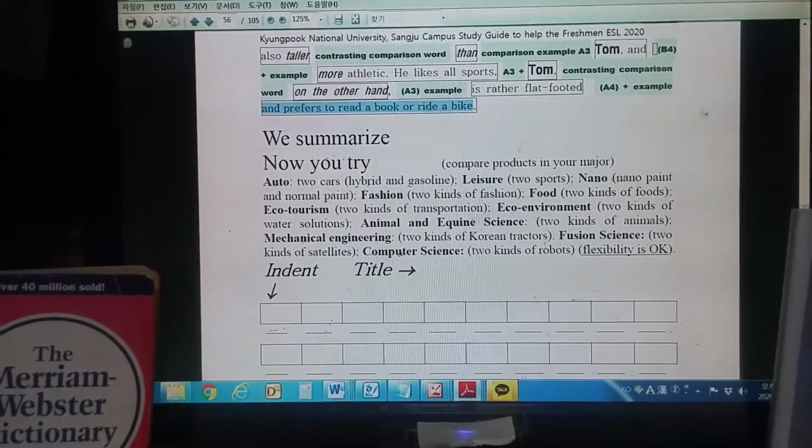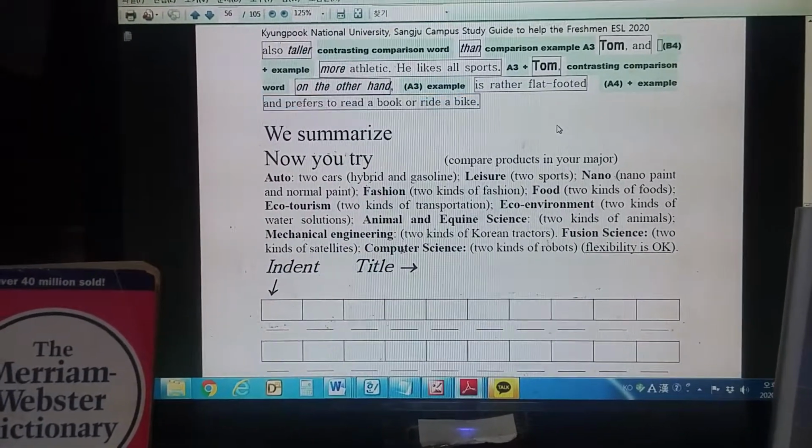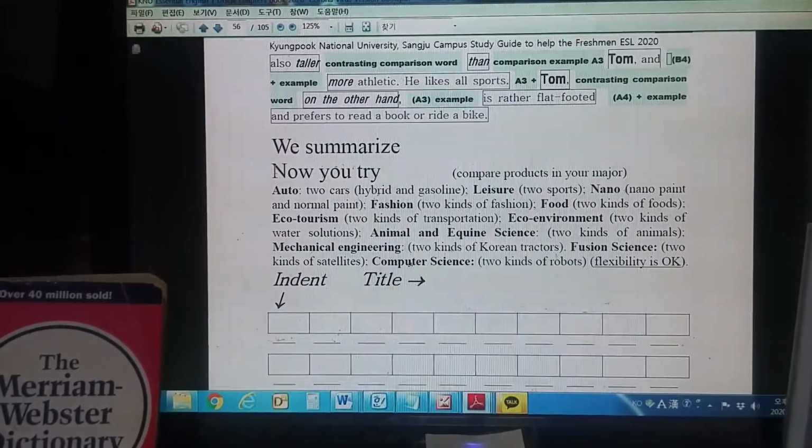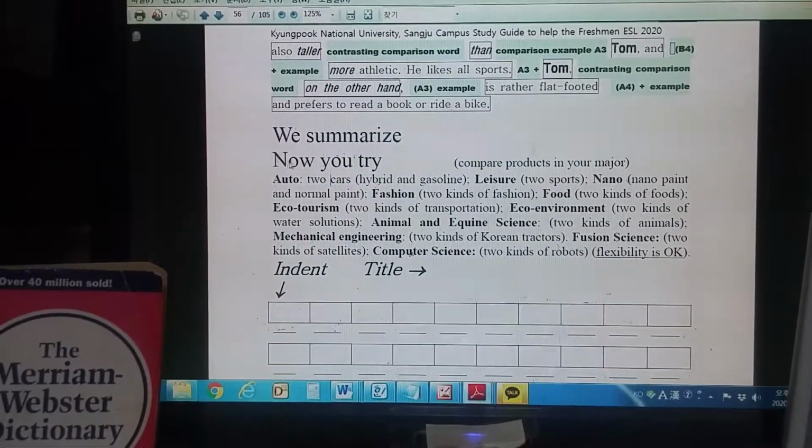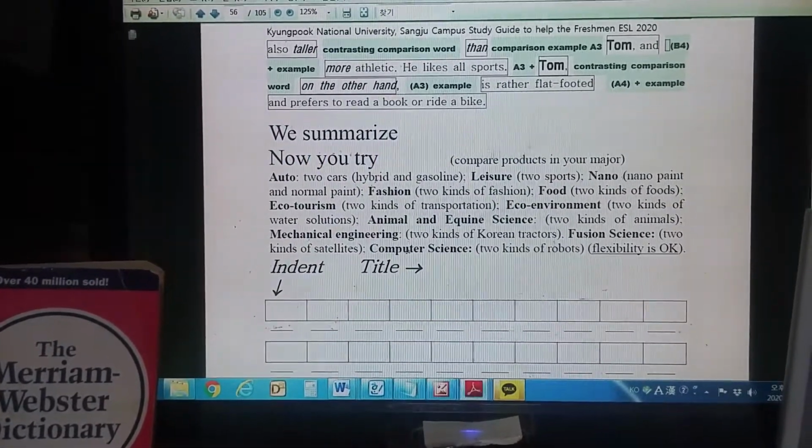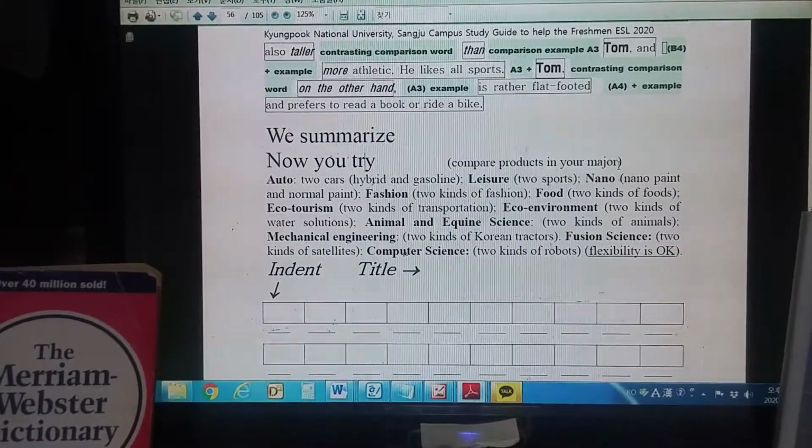Now, students, what you're going to do is basically your topic. What's your topic? Now you try. So please take this. Here it is. You try. Compare products in your major.